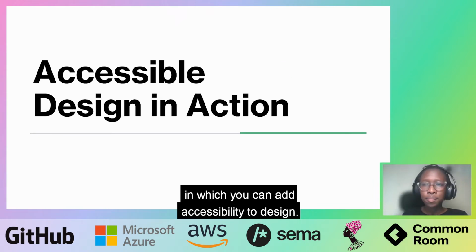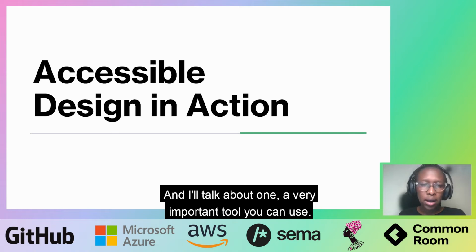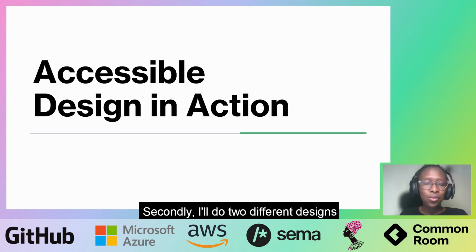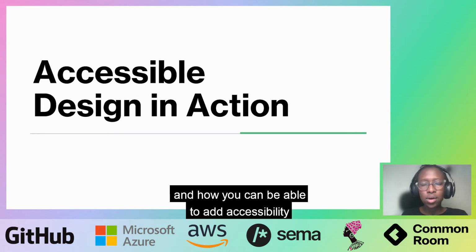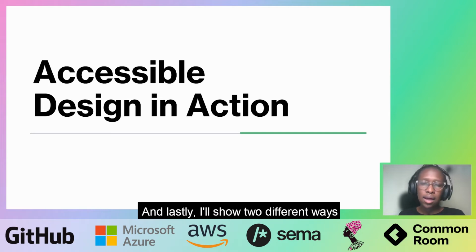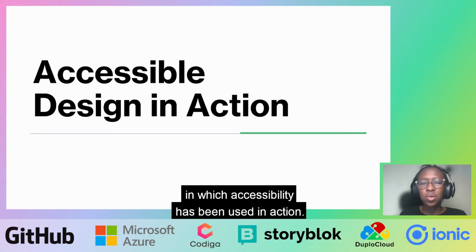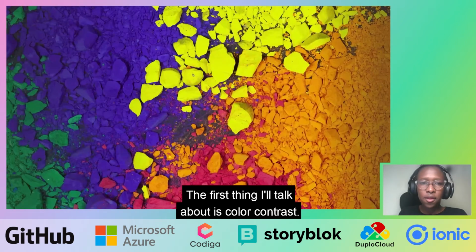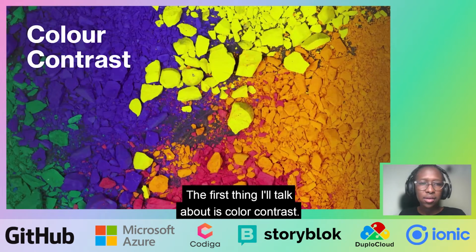Okay, so the next thing is diving into practical ways in which you can add accessibility to design. I'll talk about one very important tool you can use. Secondly, I'll do two different designs and how you can add accessibility as you're designing. And lastly, I'll show two different ways in which accessibility has been used in action. So let's start. The first thing I'll talk about is color contrast.